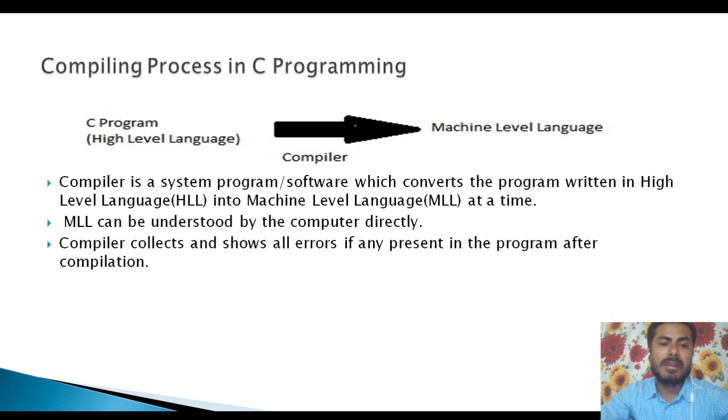The compiler collects and shows all errors, if any, present in the program after compilation. It means that during the compiling process, it will check all the syntax, parameters and functions, and if there is any error found during compilation, it stops and shows all the errors. That means it compiles the whole program at once, and after compiling, all the errors found are collected and shown to the user.